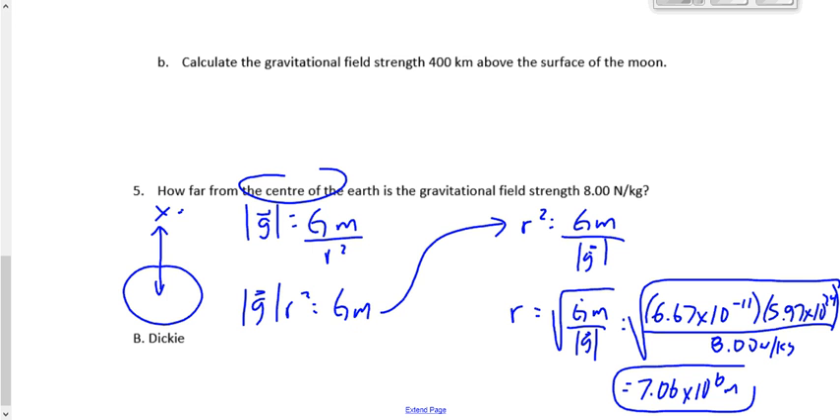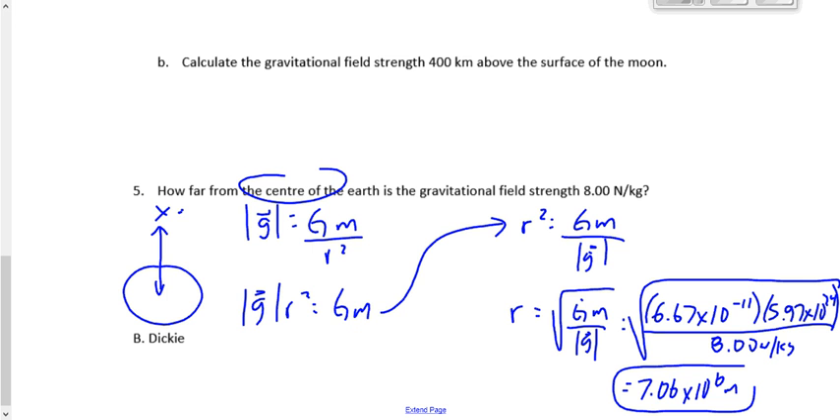How come? Some of the questions we did, right? Some of the questions we had to add the radius of the Earth. Some of the questions, like the next one, you're going to have to subtract the radius of the Earth. Why don't we not have to worry about that here? Yep. Yeah, we're asked to find the distance from the center of the Earth.